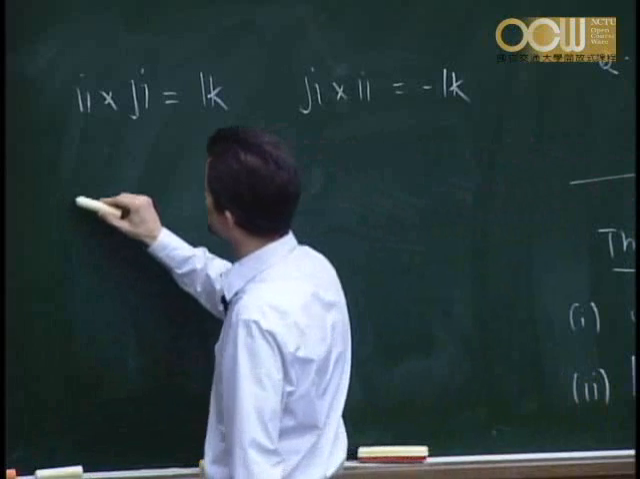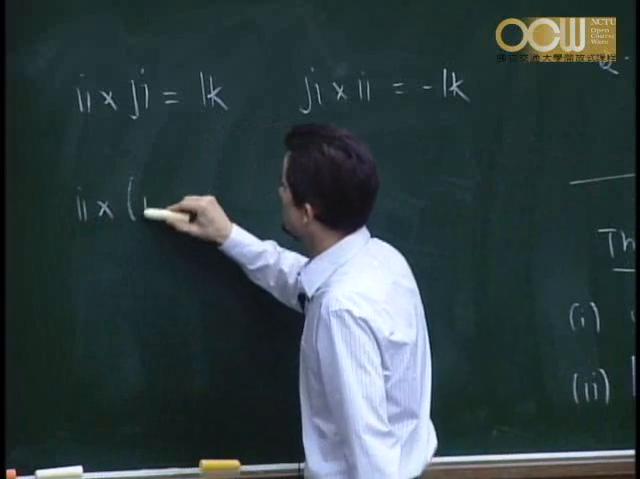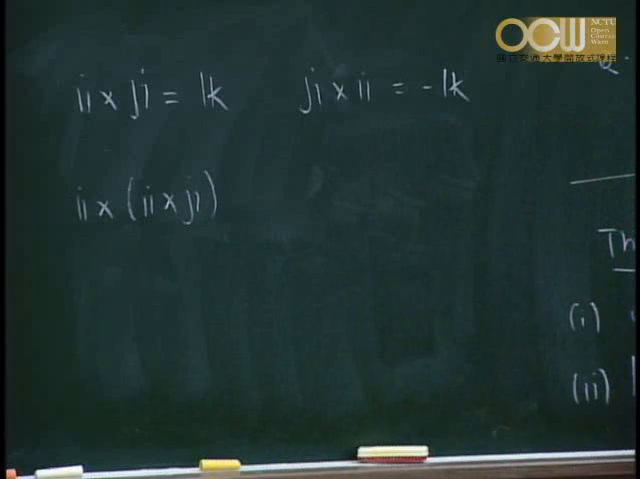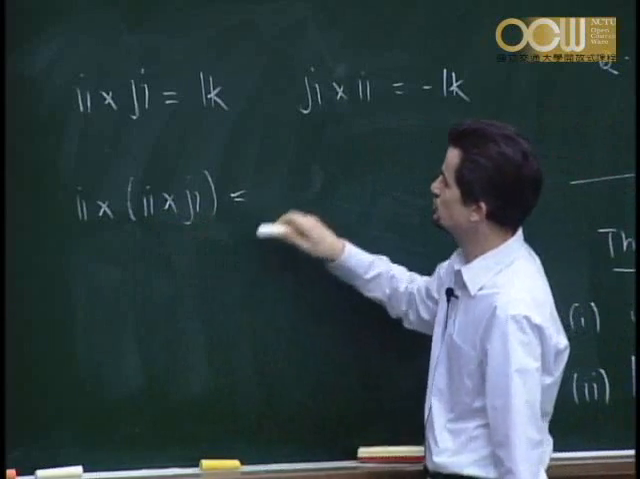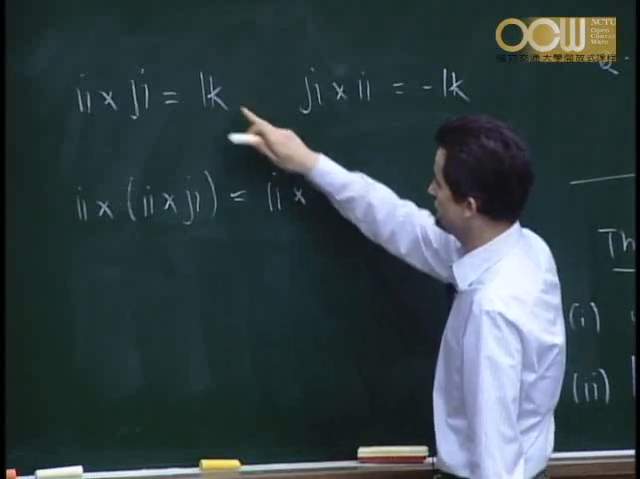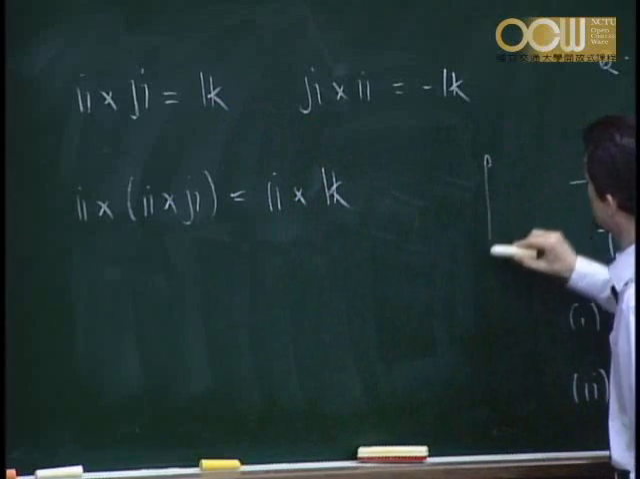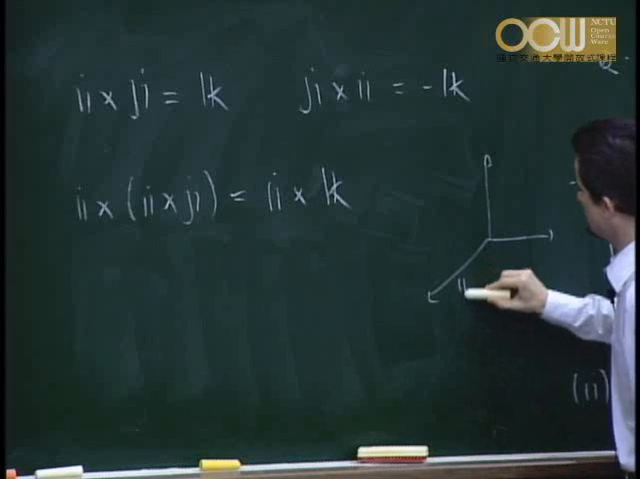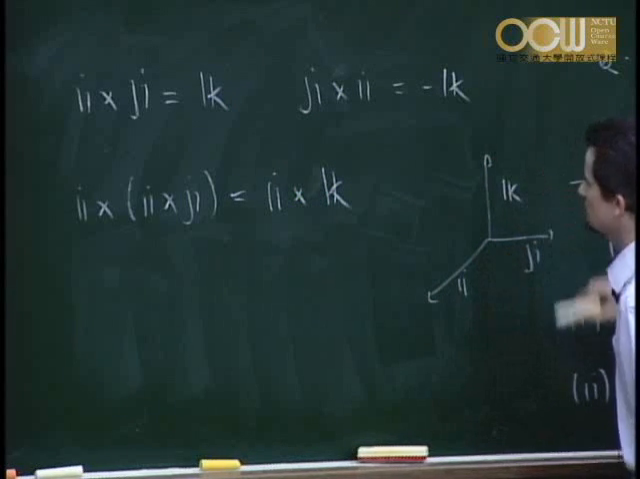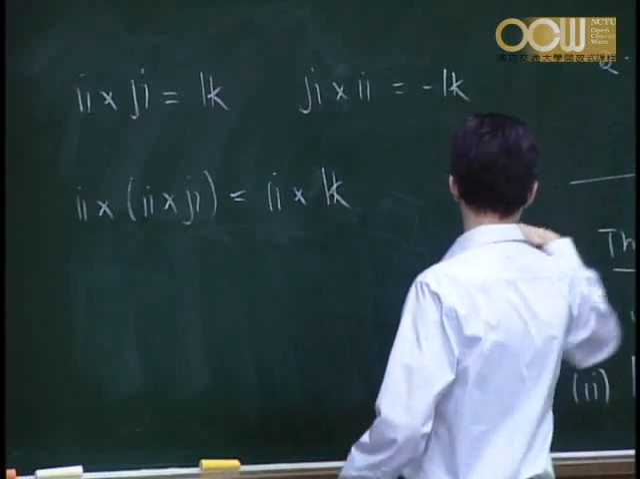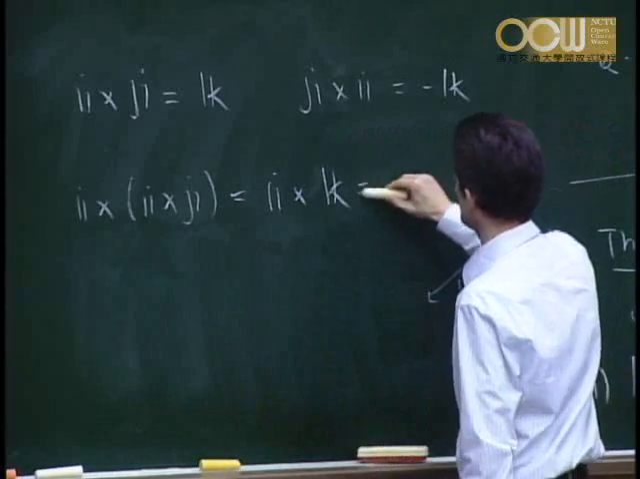So, for instance, if you look at i times i times j, this is equal here to k. Now, this is i, this is j, this is k. So what do we have? We have i times k, so we have like this here. So what you get is minus j.